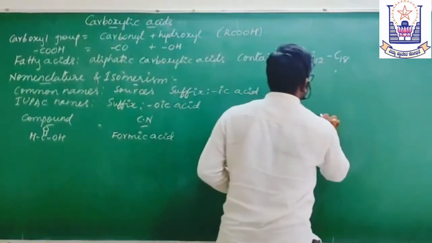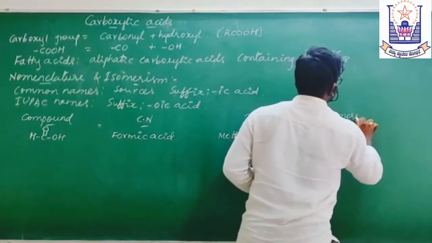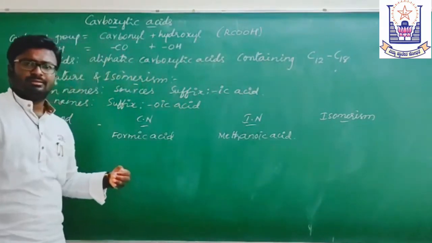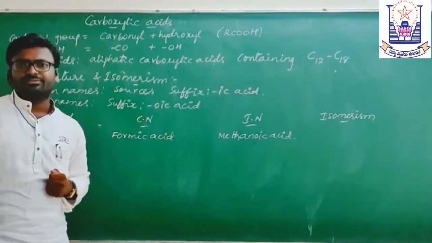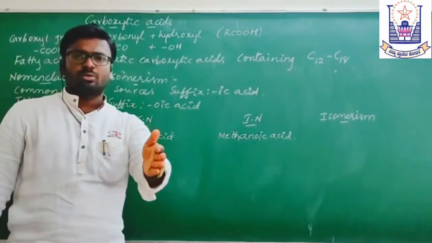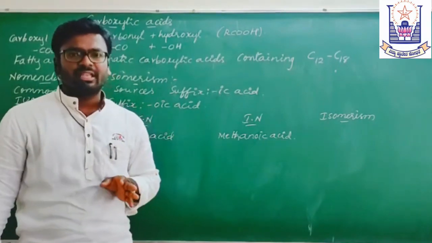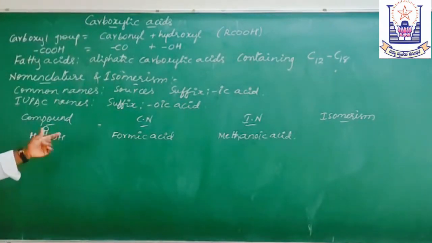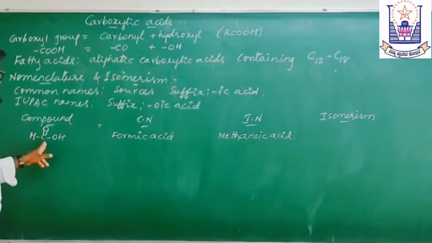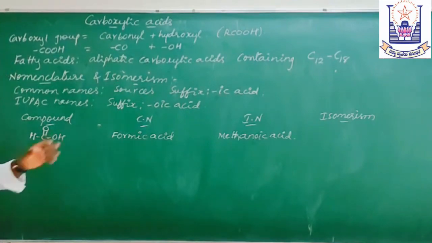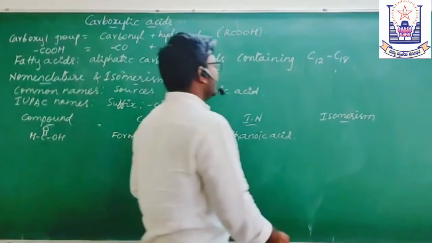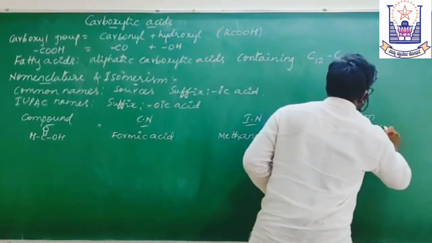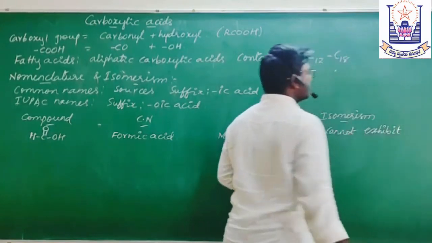In case of isomerism, the simple members of the families are not able to exhibit structural isomerism. It cannot exhibit chain isomerism because only one carbon atom is present, and it also cannot exhibit any functional group isomerism.